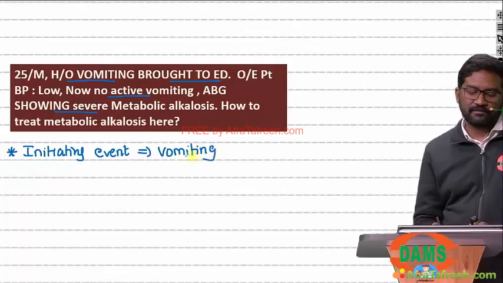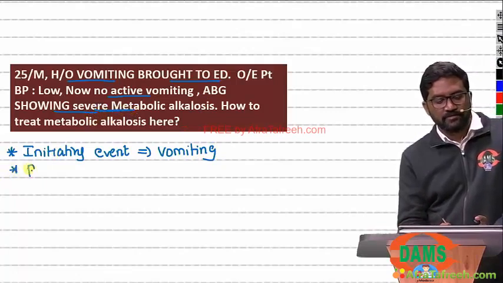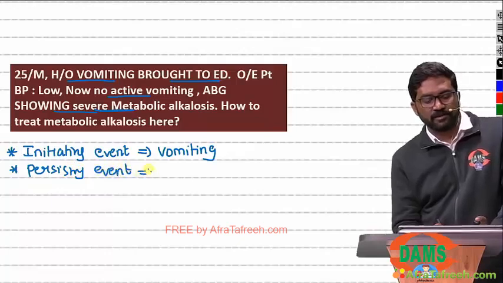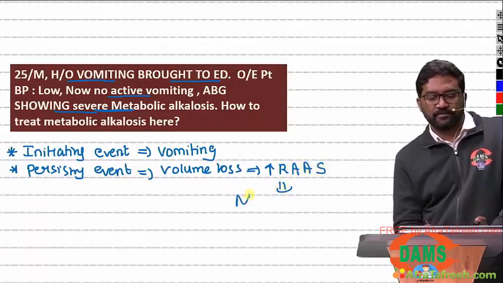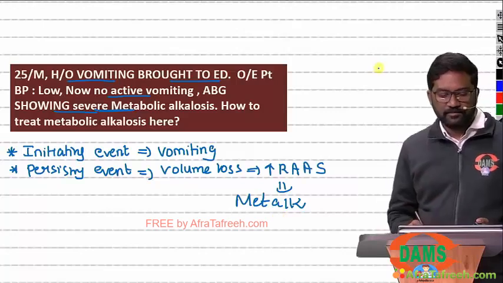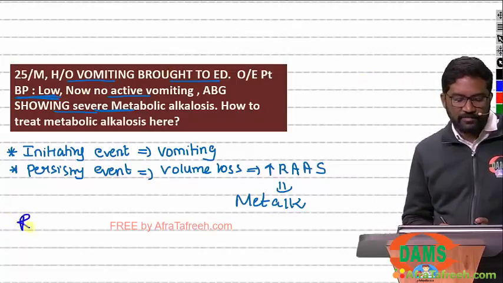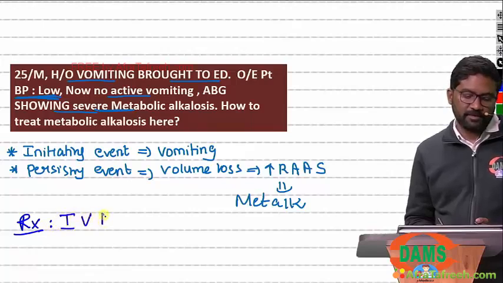Now the vomiting has subsided completely, but still there is severe metabolic alkalosis. So there must be a persisting event. What is this persisting event? It must be volume loss that must have triggered the renin-angiotensin aldosterone system, and that must be responsible precisely for persistence of metabolic alkalosis. How can I say that there is volume loss? The patient's BP is low. Now they are asking you, how will you correct the metabolic alkalosis and save the life of the patient? Your answer should be IV normal saline.